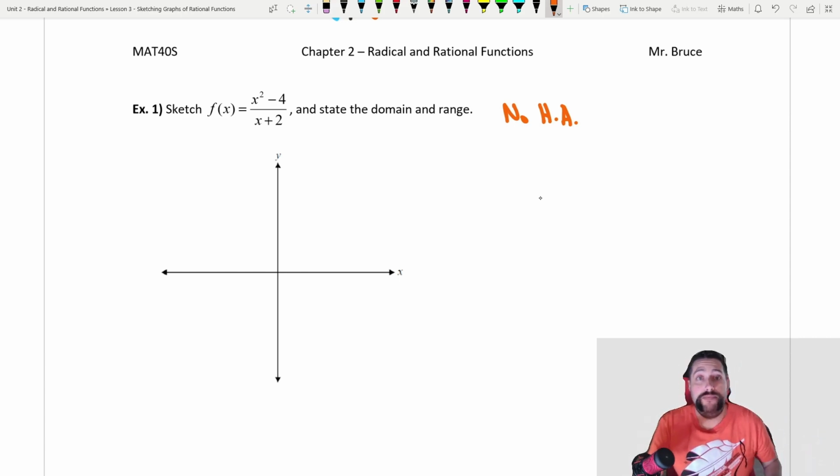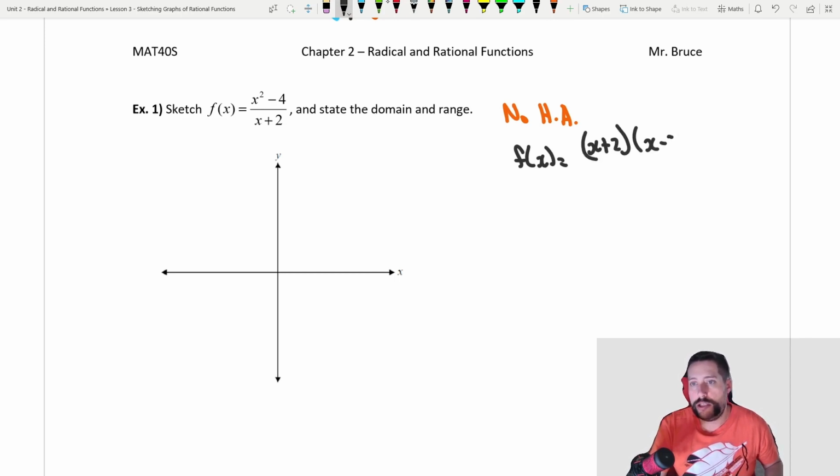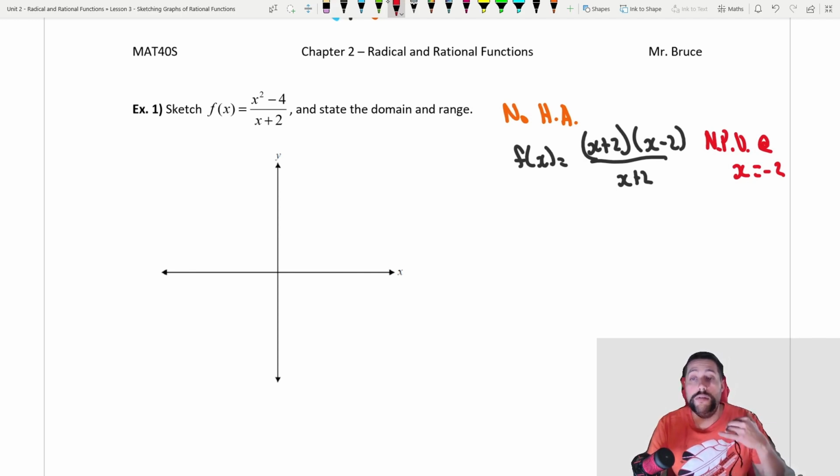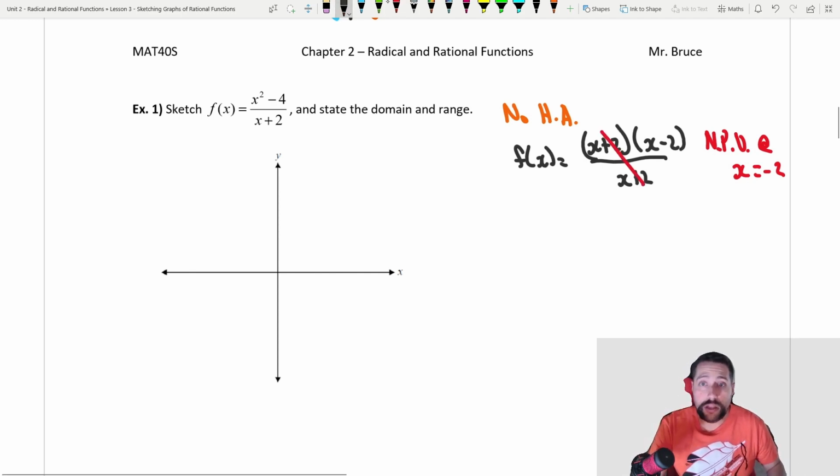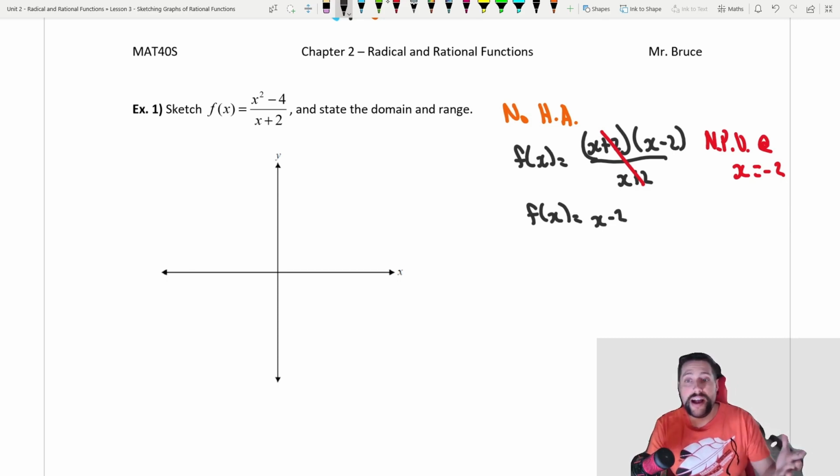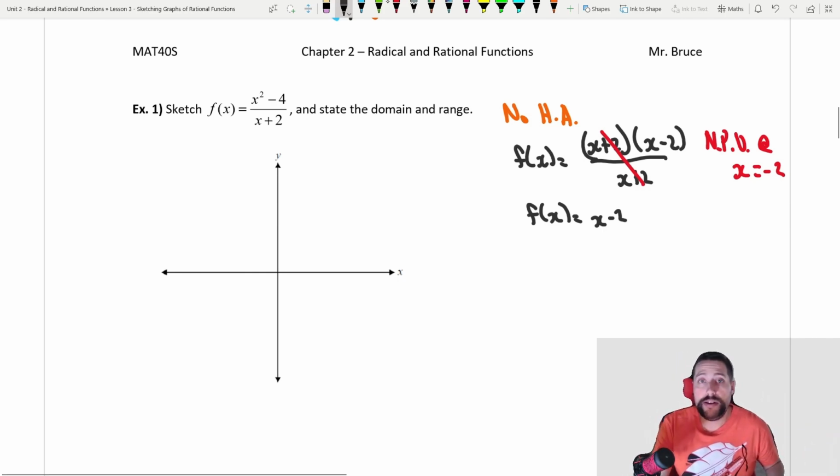Okay, so now let's factor. So we have f of x is equal to x plus 2, x minus 2 divided by x plus 2. Let's state our NPVs, so the non-permissible values. Okay, so those are at x is equal to -2. The x plus 2's cancel. So all we have left is f of x is equal to x minus 2. So right away we have a linear line. Okay, so from that we can now determine the point of discontinuity.